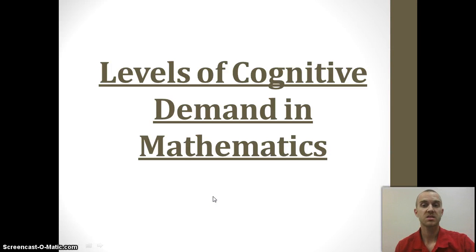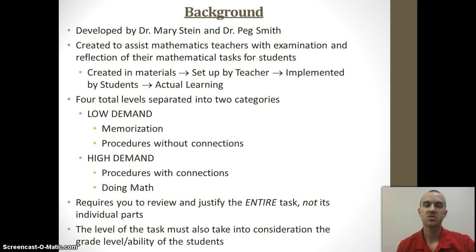In this video, we'll discuss levels of cognitive demand in mathematics. Now, the levels of cognitive demand was developed by Dr. Stein and Dr. Smith, and they were looking at ways to help teachers reflect on the tasks that they create for their students, and especially examine from when they receive the materials to how they set up the task to then how they implement it with their students and how that's impacting student learning.